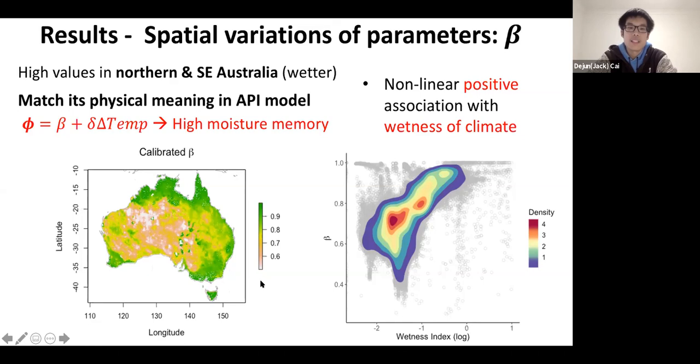This spatial pattern is supported by the plot here, as beta has a non-linear but positive association with the wetness of the climate in each area. In particular, these patterns actually match the physical meanings of beta in the API model. We know that if the climate is wet, the soil can keep more moisture from yesterday. That means a higher moisture memory, and a large beta can give a larger value of phi in the model to capture this physical phenomenon.